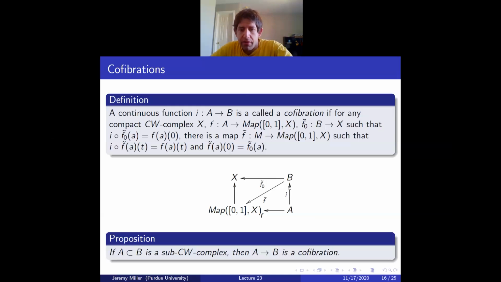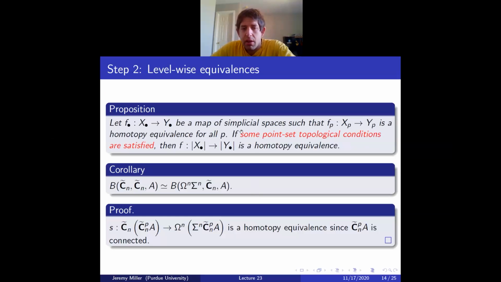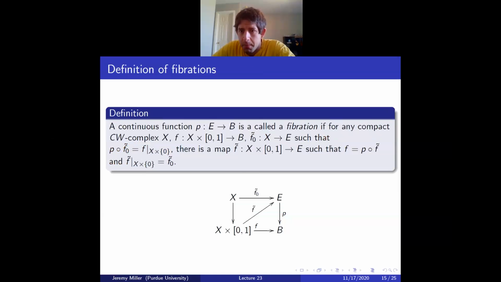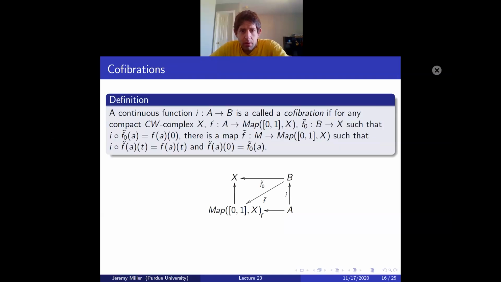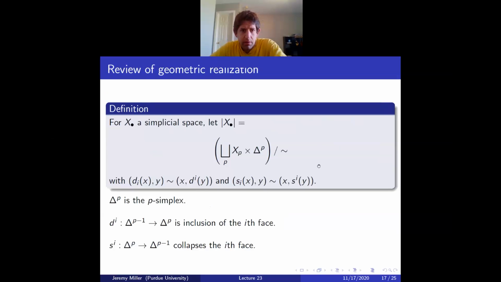So this definition is going to be used for making rigorous what this red condition is. Let's recall what geometric realization is. You take the space of p-simplices and cross it with an honest p-simplex, and then you mod out by an equivalence relation involving the face maps and the degeneracies.